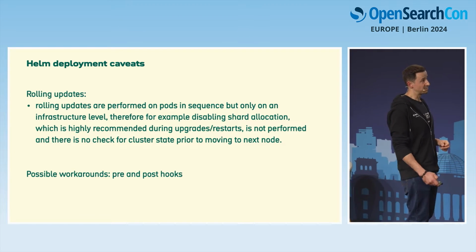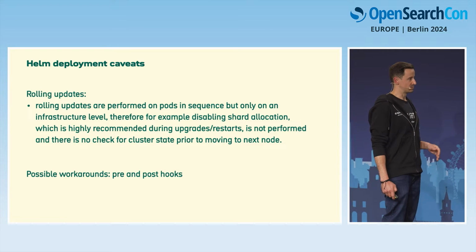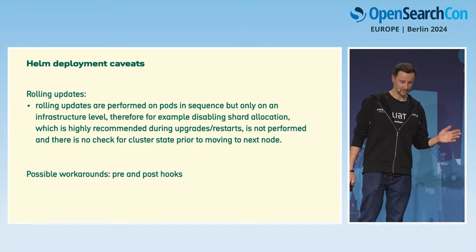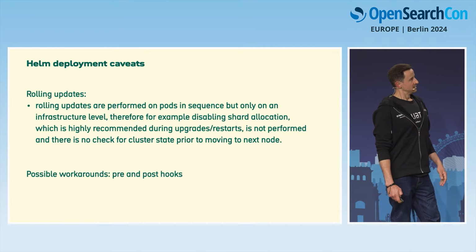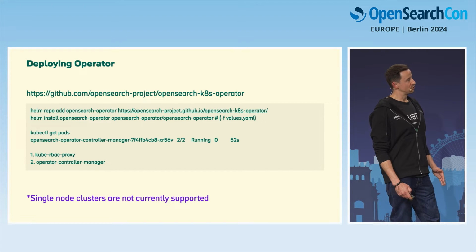That's the other caveat. The possible workarounds are pre and post hooks. There are various options to work around it, but you can basically configure it to say, before you do something, check this. After you do something else. That's the caveats.